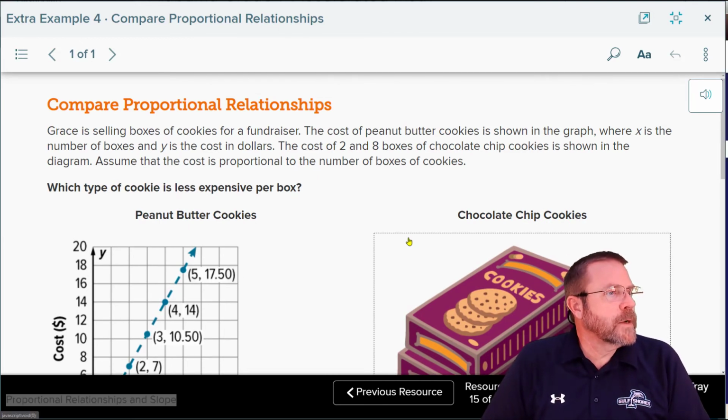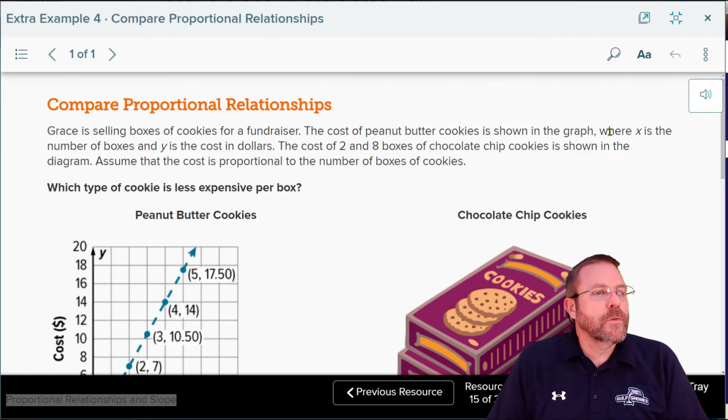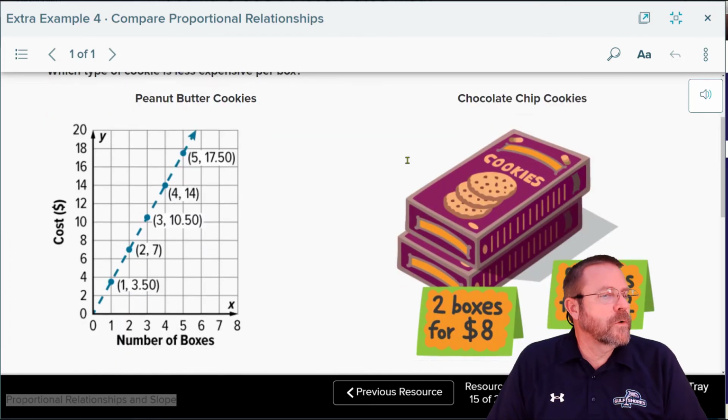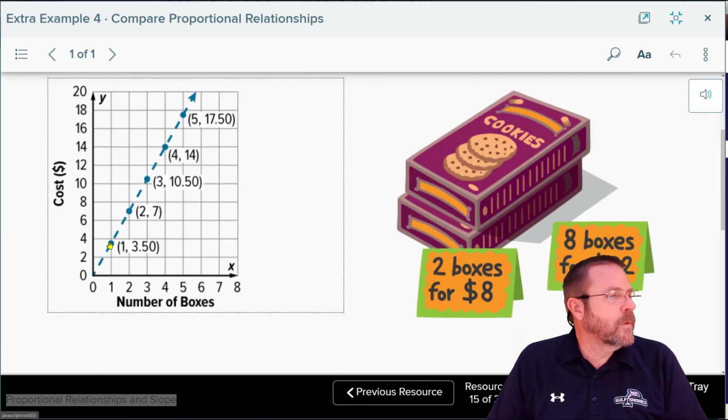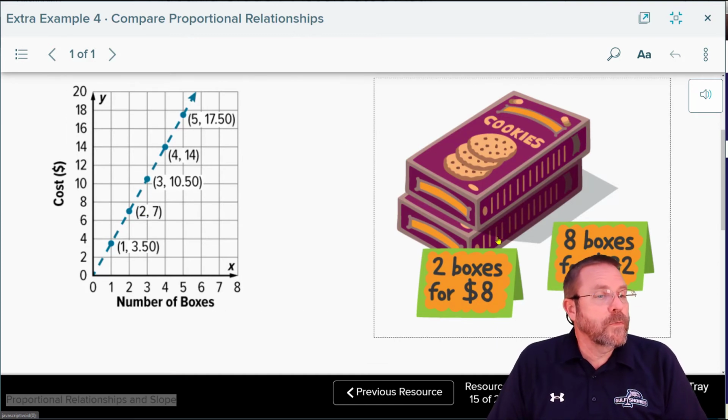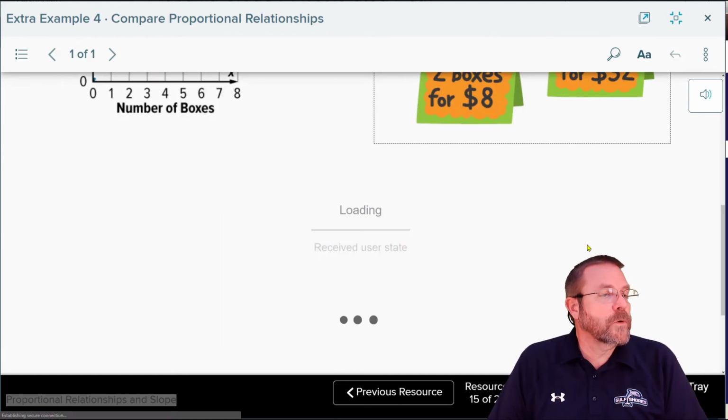Grace is selling boxes of cookies for a fundraiser. The cost for peanut butter cookies is shown on the graph, where X is the number of boxes and Y is the cost in dollars. The cost of 2 and 8 boxes of chocolate chip cookies is shown in a diagram. Assume that the cost is proportional for the number of boxes of cookies. So here you can see that 1 box was $3.50, 2 boxes is $7, and so on the graph. And on this one, you can see that 2 boxes of cookies were $8, and here 8 boxes of cookies, those are going to be $32.